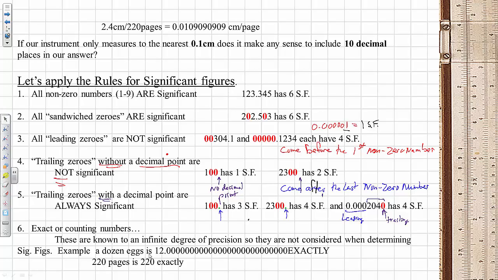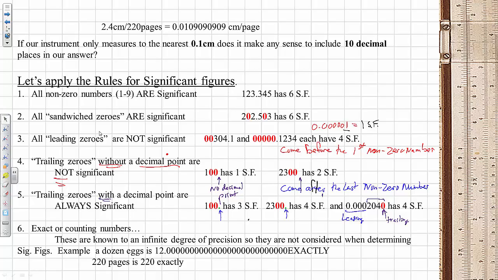So for example, a dozen eggs. A dozen is exactly 12, 12.00000 out on into infinity. It's 12 exactly. It's not 12.1, you can't have 0.1 egg. It's not 11.9, it's exactly 12. Similar here in our example, we counted 220 pages, so it's 220 exactly.